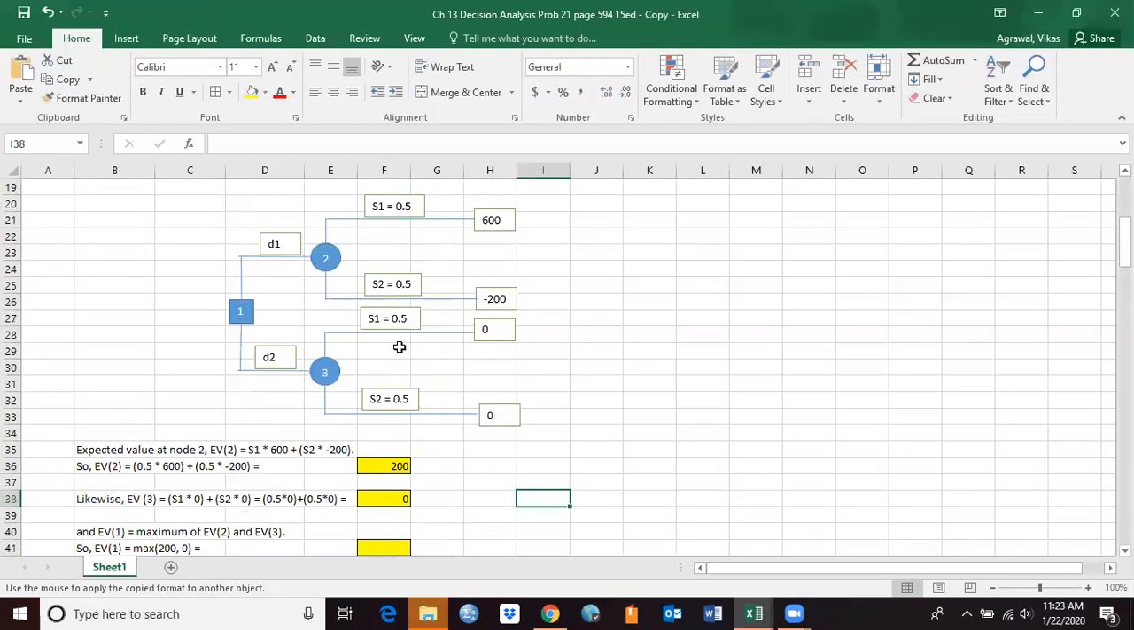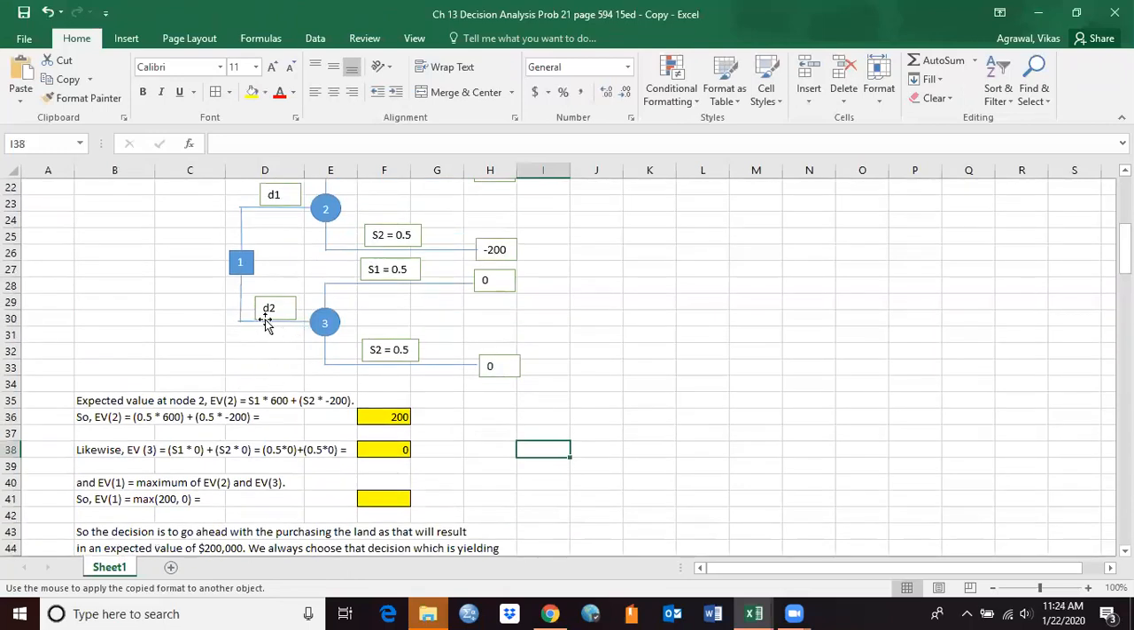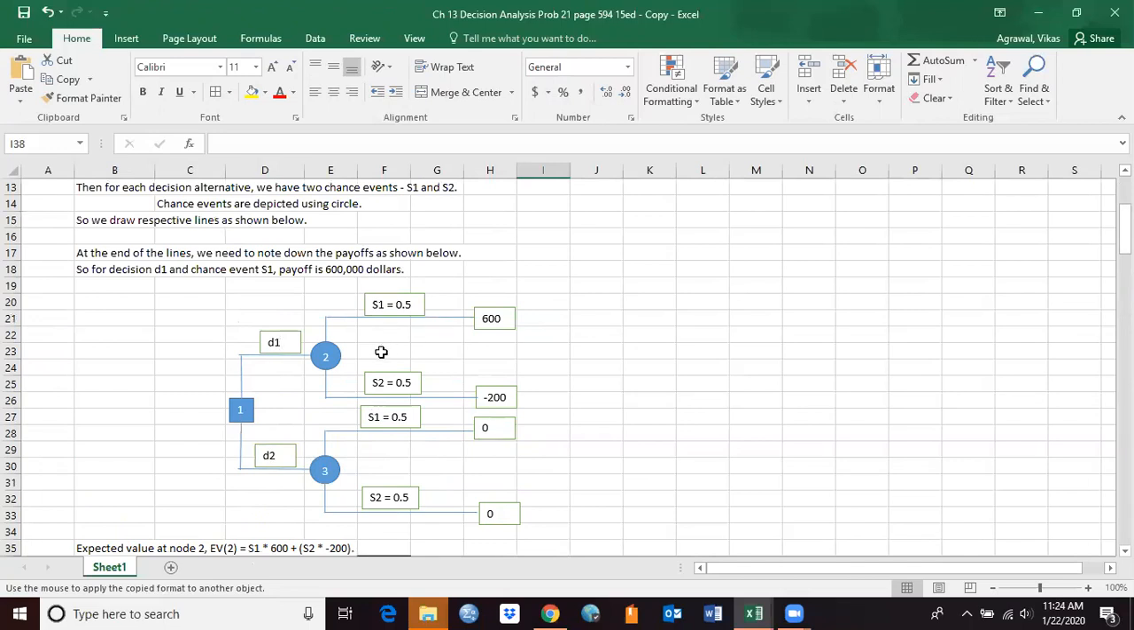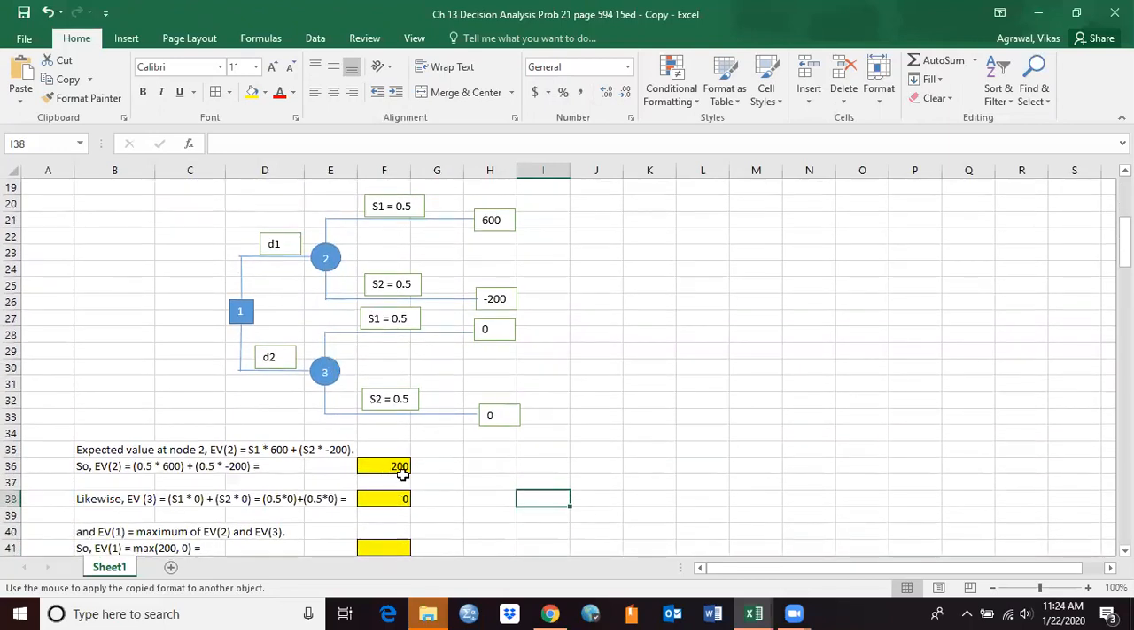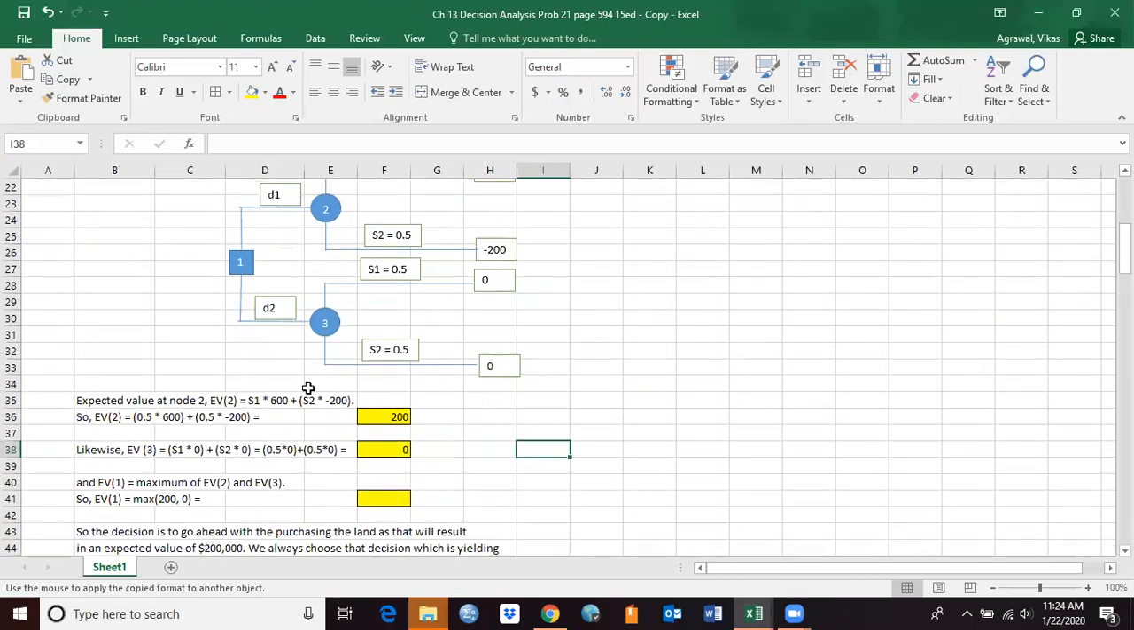So what we need to do here is find the expected value of decision node 1, and that will be given by the maximum of the two alternatives. Whichever generates more profit out of these two alternatives, we're going to choose that one. We know that decision 2 is going to produce zero payoff, right? So if decision 1 is positive, then we're going to go ahead and buy the land, because it's going to generate profit, right? So we are expecting a profit of $200,000 if you go with decision 1.